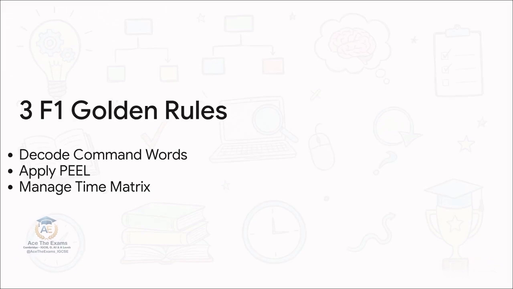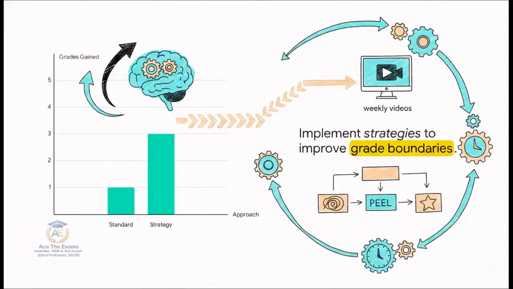The hard data backing up this system is absolutely incredible. Students who implement these computer science strategies see an average improvement of 2 grade boundaries, but only if they practice consistently with our weekly videos. The shift from chaotic fact dumping to a streamlined, analytical PEEL framework isn't just theory. It is a proven metric for massive success in Cambridge exams. Flawless procedural execution merged with rigorous timing absolutely works.